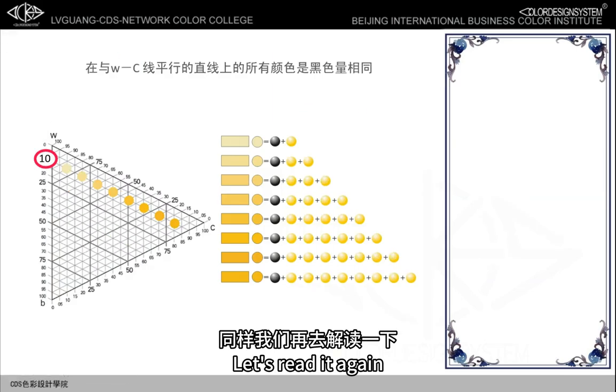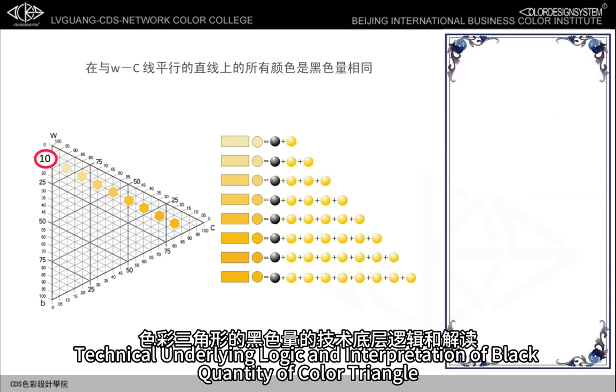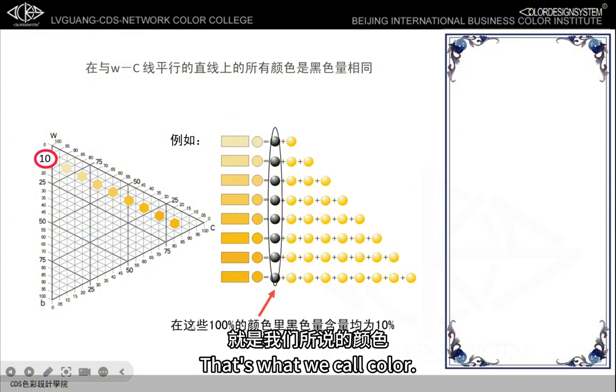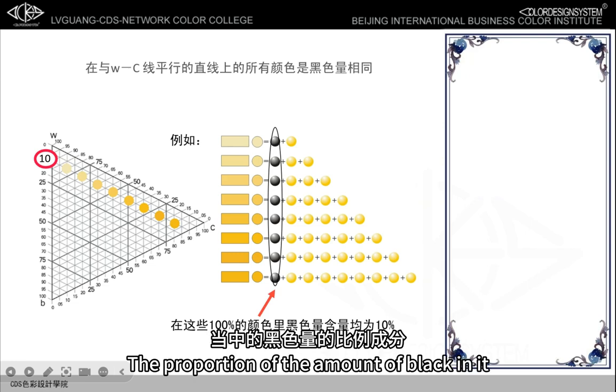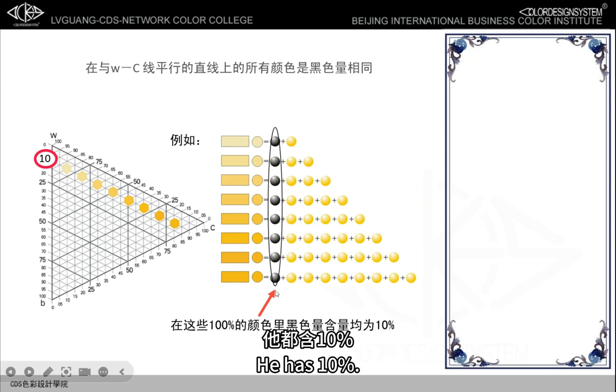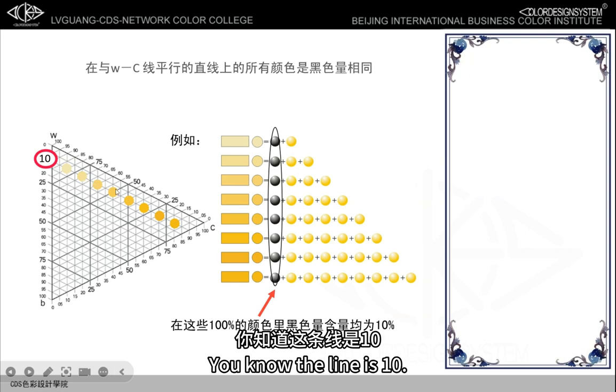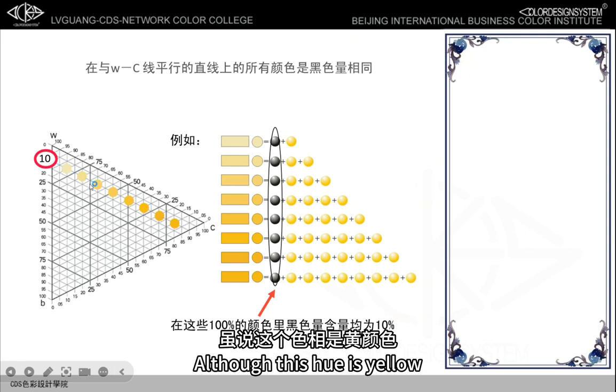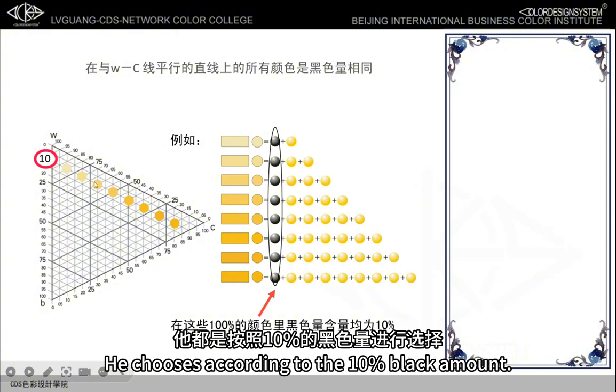Let's read it again: the technical underlying logic and interpretation of the black quantity of the color triangle. For example, what we see now is what we call color. The proportion of the amount of black in it is 10%. Take a look down here, you know the line is 10. It has 10% in this color. Although this hue is yellow, he chooses these colors according to the 10% black amount.